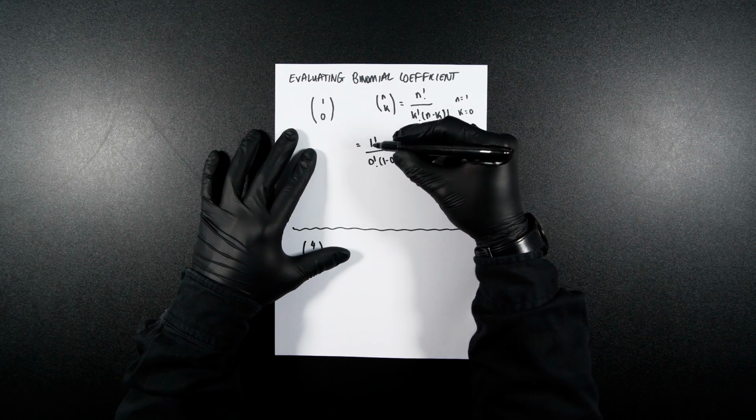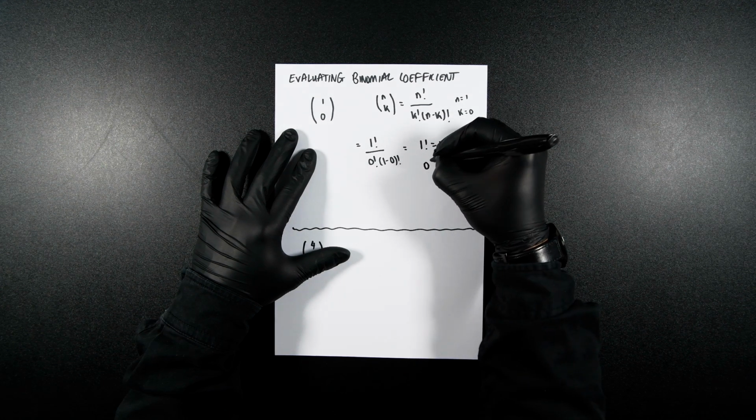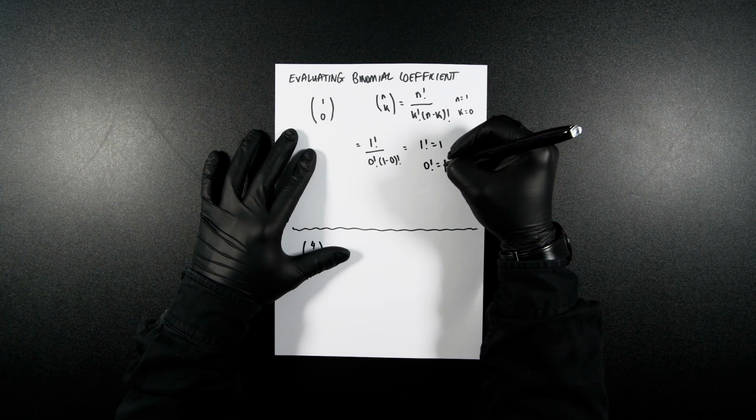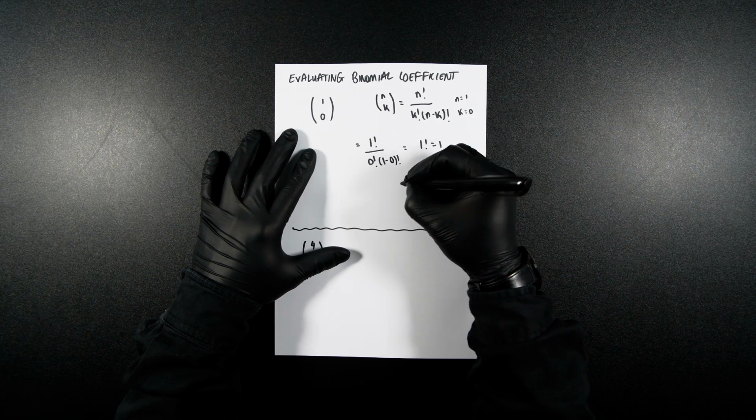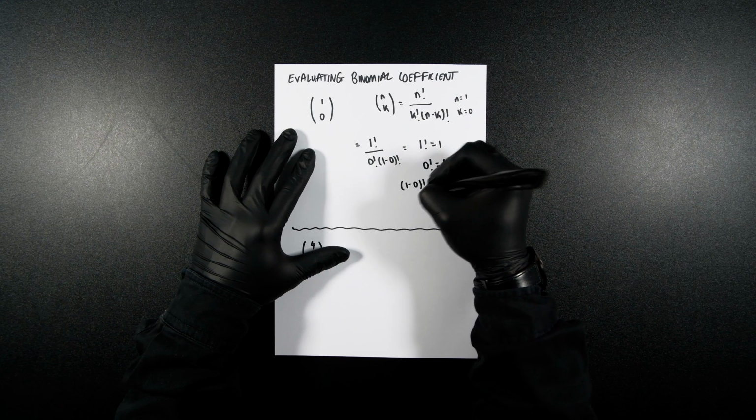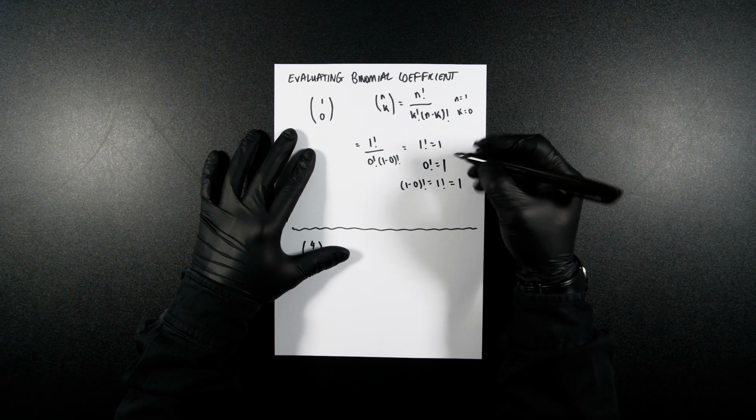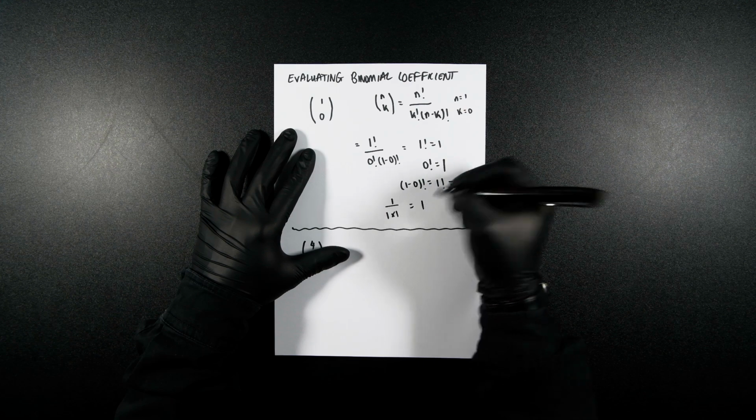So then we know that 1 factorial is 1, and 0 factorial is 1. I'm going to put a video up, I think tomorrow, on why, like the proof of this. (1 minus 0) factorial is 1 factorial, which is 1. So therefore, this would be 1 over 1 times 1, which is 1.